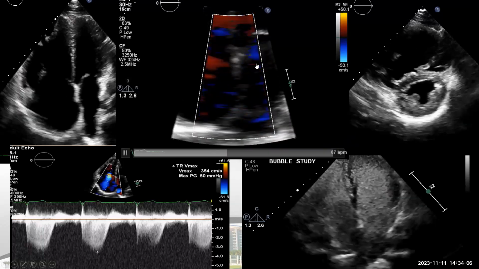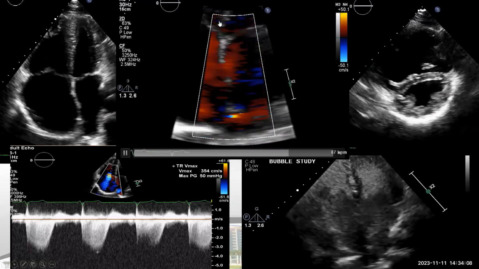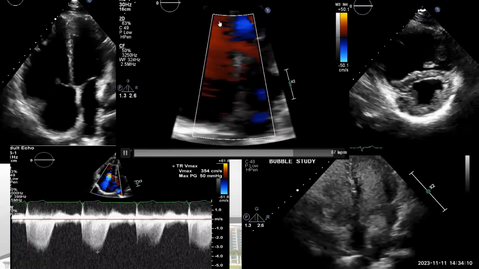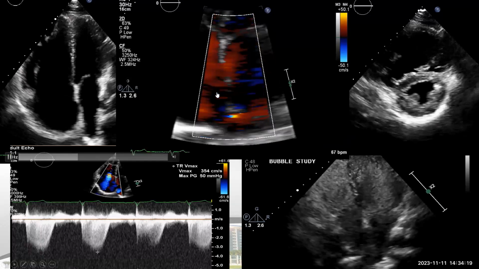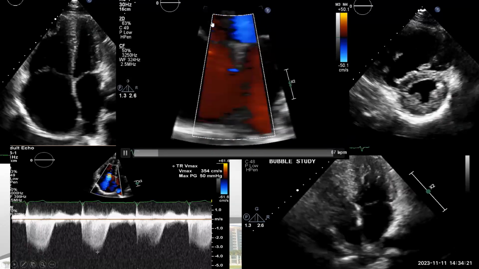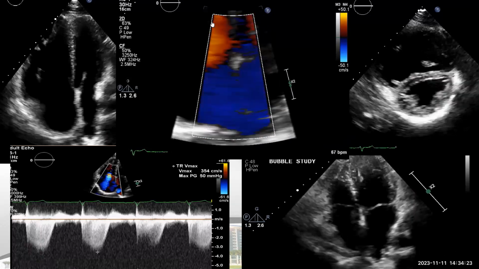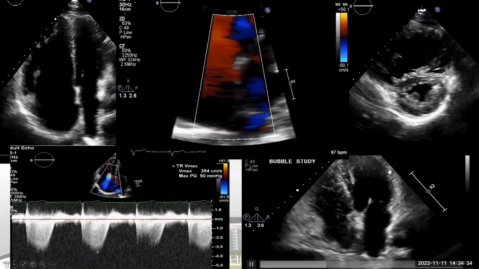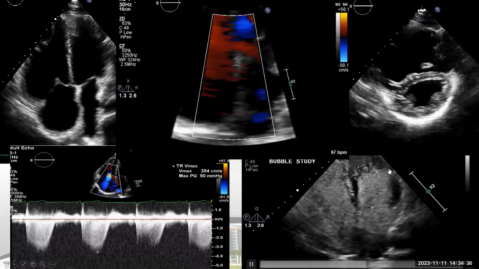Okay, so let's see the answer now. Pulmonary hypertension, D-shaped septum, that's right. But till now, I need the final diagnosis. Why is there RV dilatation, right side dilatation, and dysfunction? Bubble study importance. Yeah, that's right. It's important. What did the bubble study show you? Concentrate on the bubbles, please, and tell me your diagnosis.